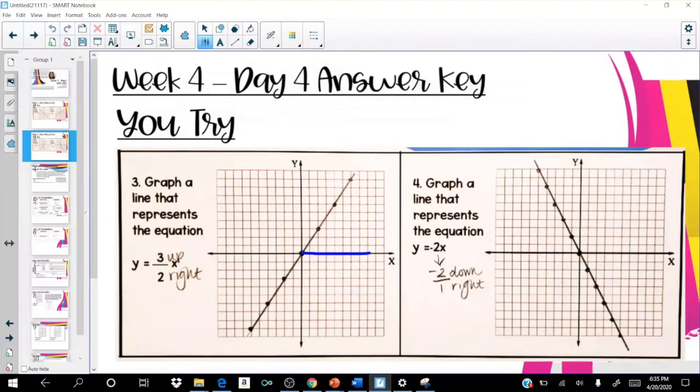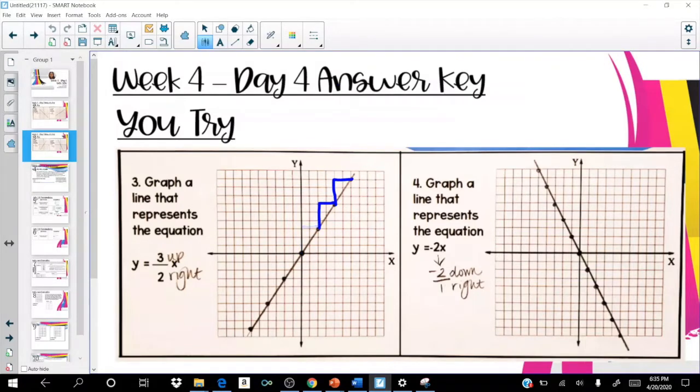Once again, when they ask you to graph a line from the equation y equals mx, we know that y equals mx represents a proportional relationship. So you can start at the origin, and from there you will move 3 up, 2 right. So 1, 2, 3 up, 2 right, and repeat.